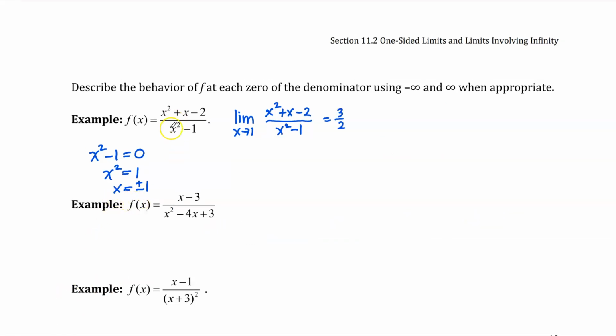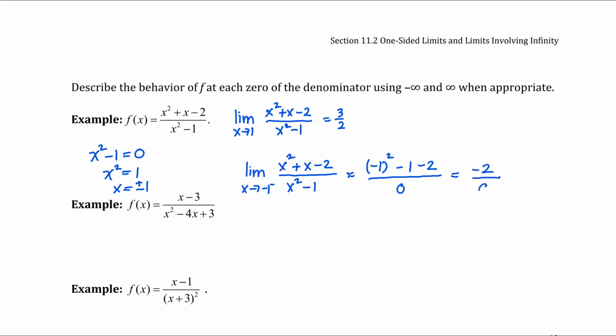Next, let's consider the limit of this function as x approaches -1 from the left. Now let's begin by plugging in -1 to the numerator. So if you plug in -1 to the numerator, you have (-1) squared minus 1 minus 2, and the denominator is 0. The numerator: (-1) squared is 1, minus 1 is 0, minus 2 is -2. Then the denominator is 0.